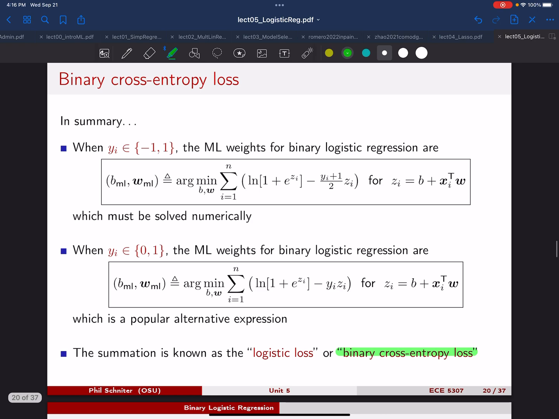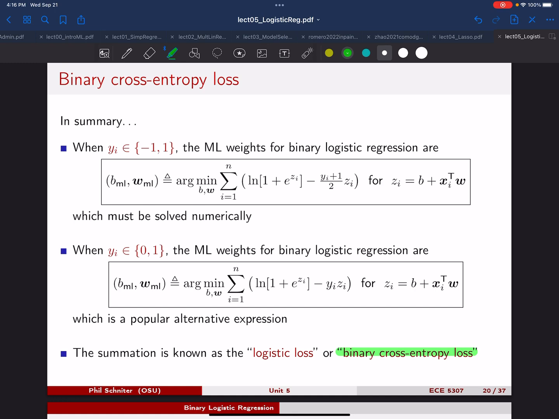And there was a question from a student just now who said, well, I've seen this binary cross-entropy loss talked about in deep neural networks, and the sigmoid is also used in neural networks. Is there a connection to this stuff? And the answer is definitely yes.